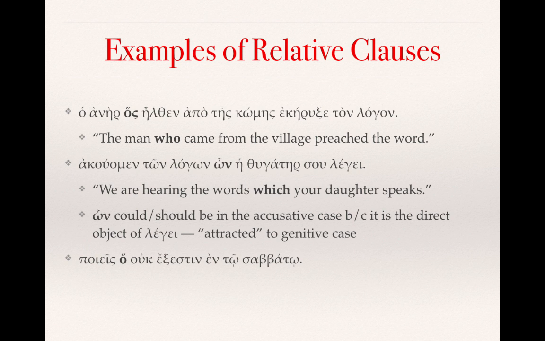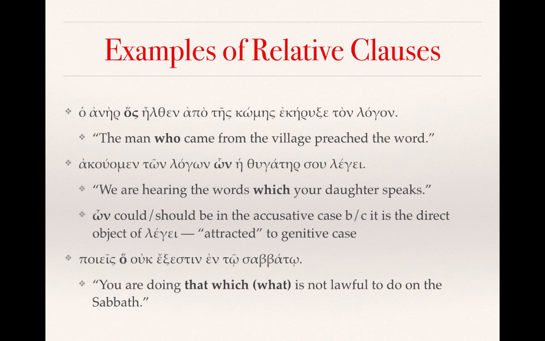Okay, another example. Poieis ha ouk exestin en to sabbato. So again, ha indicates a relative pronoun, and what follows is the clause. So ha ouk exestin en to sabbato is that relative clause. And so we would translate this as, you are doing that which is not lawful to do on the Sabbath, or you are doing what is not lawful to do on the Sabbath.